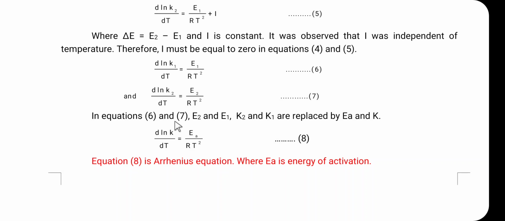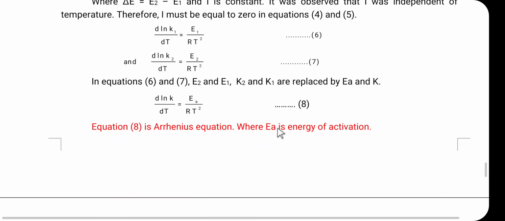So, here in equations 6 and 7, E2 and E1, k2 and k1 are replaced by EA and K, and the final equation is d ln k by dt. Here k1 is replaced by K, that is why d ln k by dt, and E1 is replaced by EA. So, here EA by RT square. In a similar way, equation 7 is also written as d ln k by dt is equal to EA upon RT square.